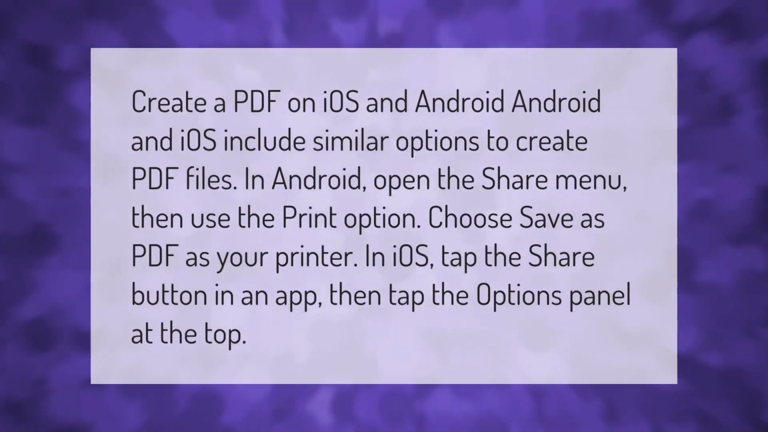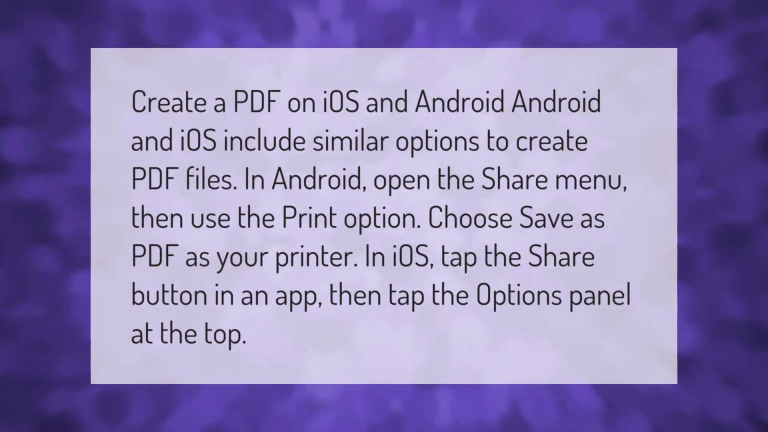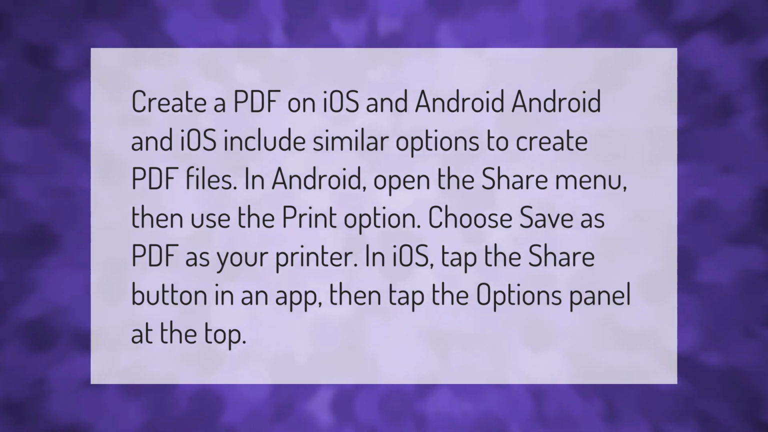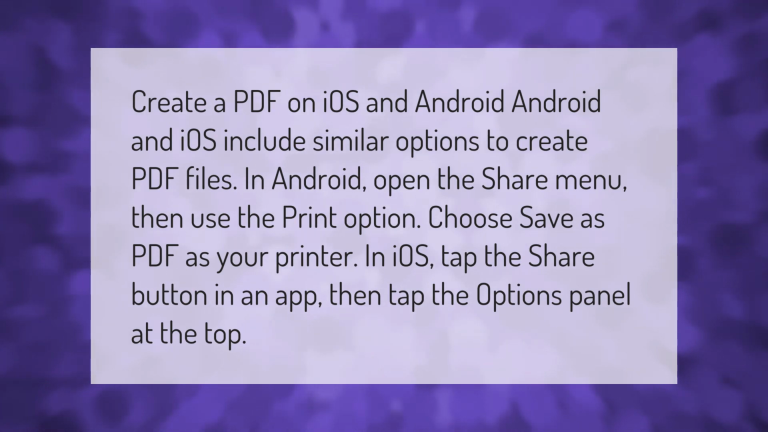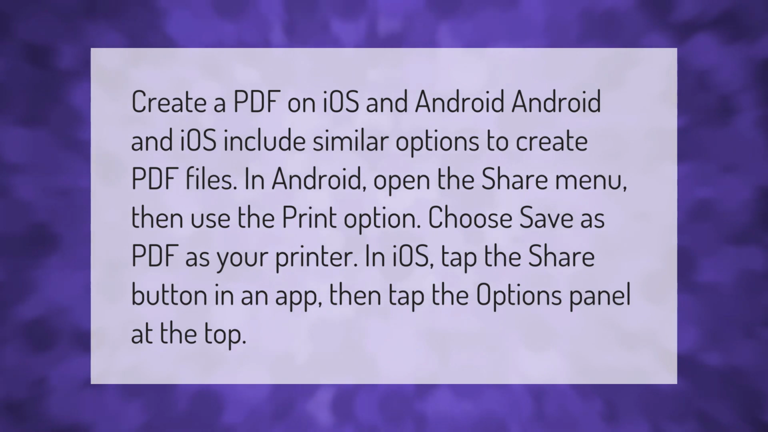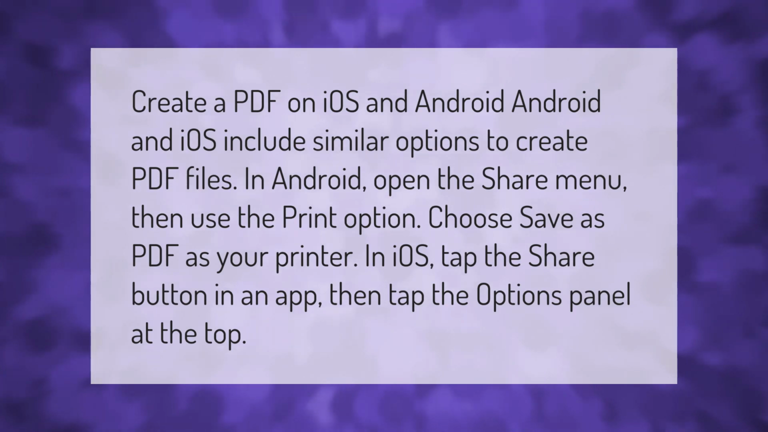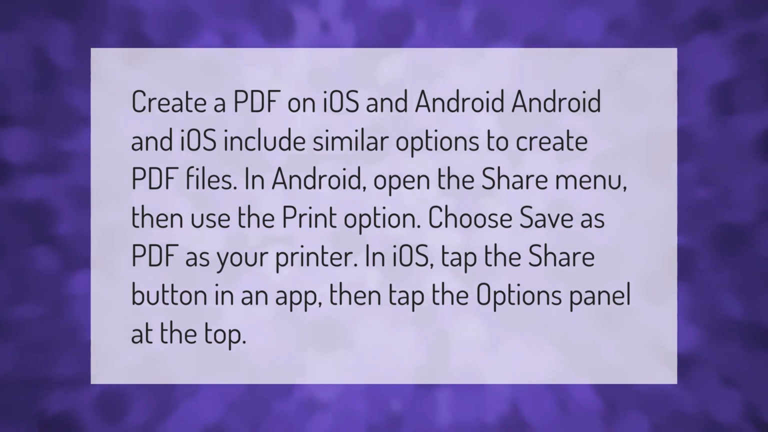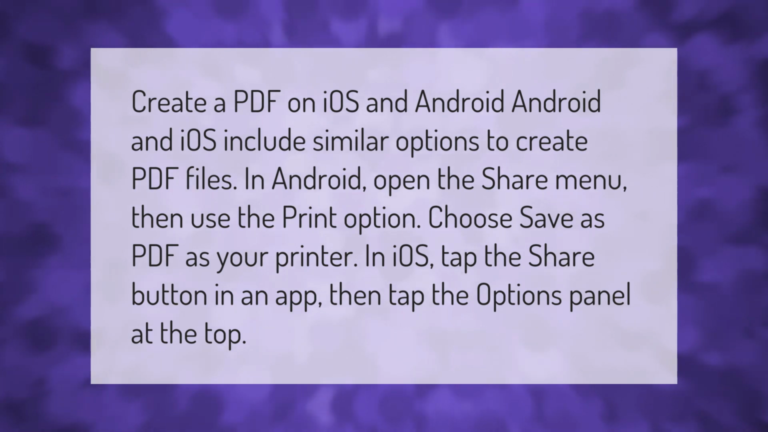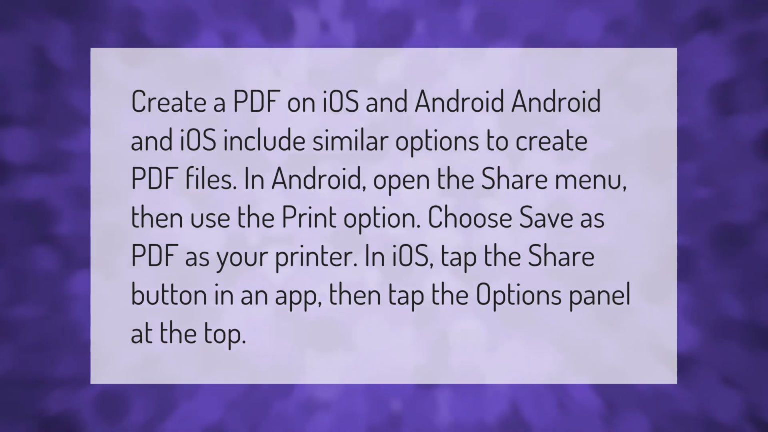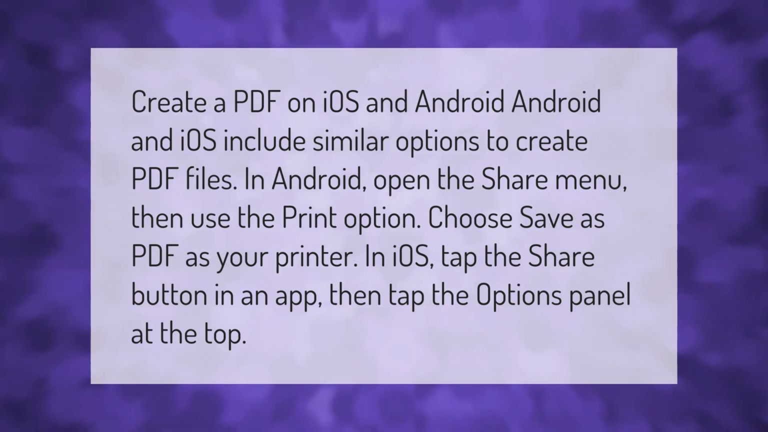Create a PDF on iOS and Android. Android and iOS include similar options to create PDF files. In Android, open the Share menu, then use the Print option. Choose Save as PDF as your printer. In iOS, tap the Share button in an app, then tap the Options panel at the top.